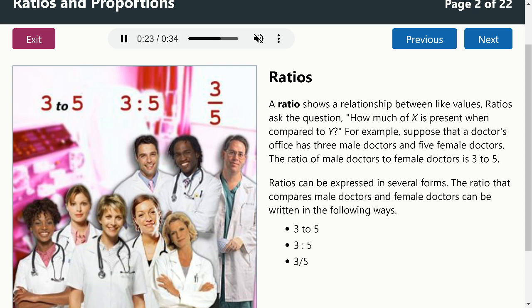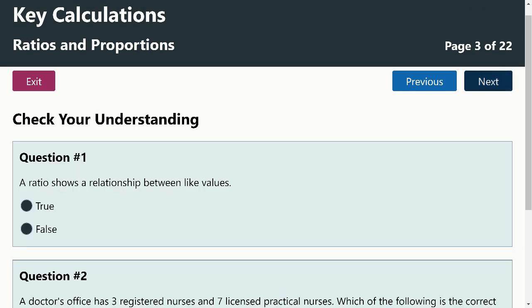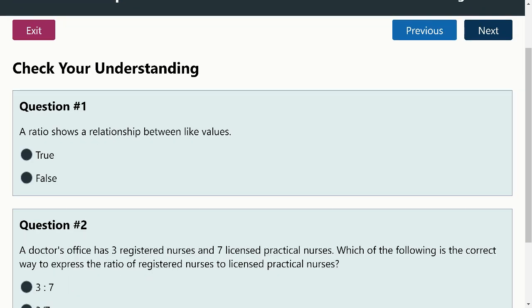Ratios can be expressed in several forms. The ratio that compares male doctors and female doctors can be written in the following ways. You got 3 to 5, 3 with the colon 5, or 3/5. A ratio shows a relationship between like values.